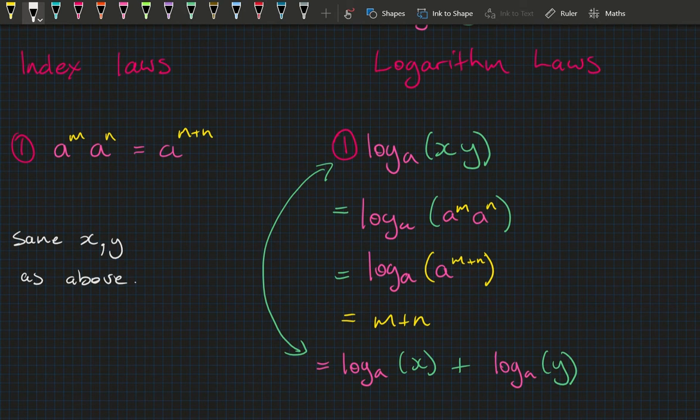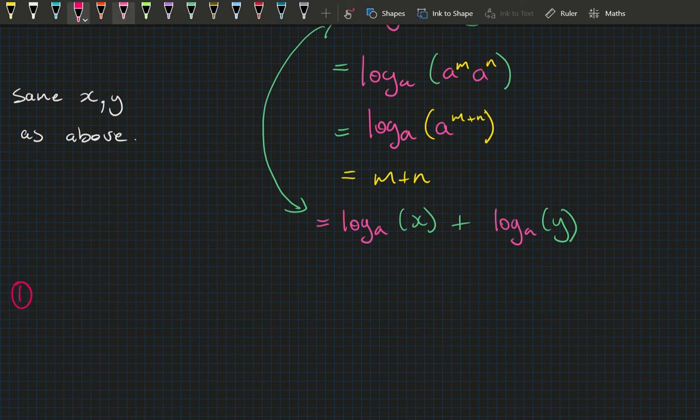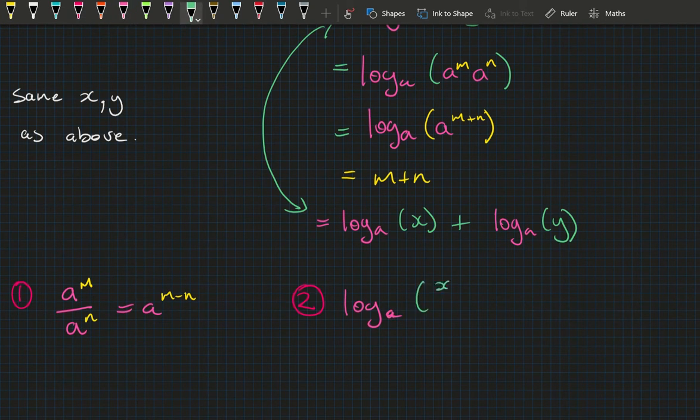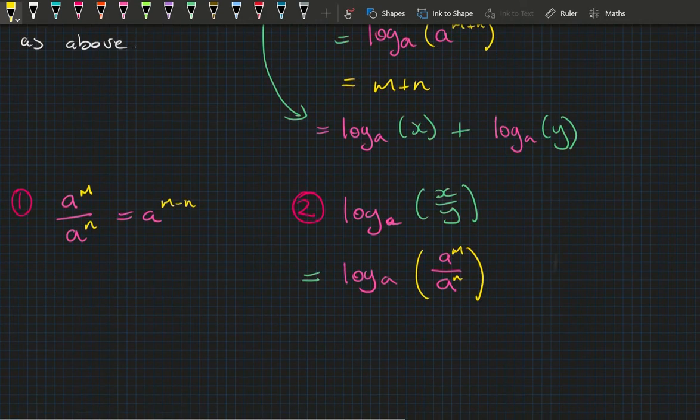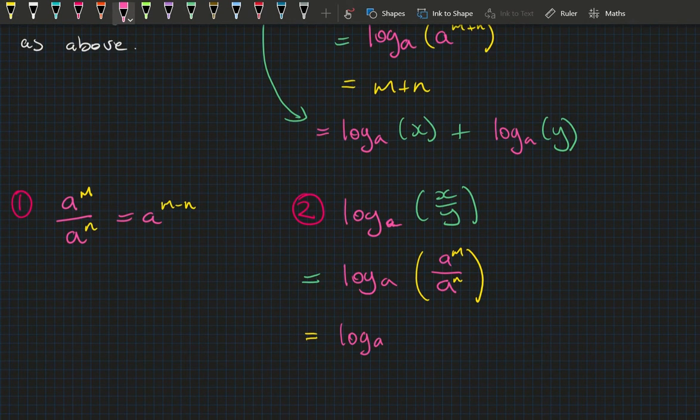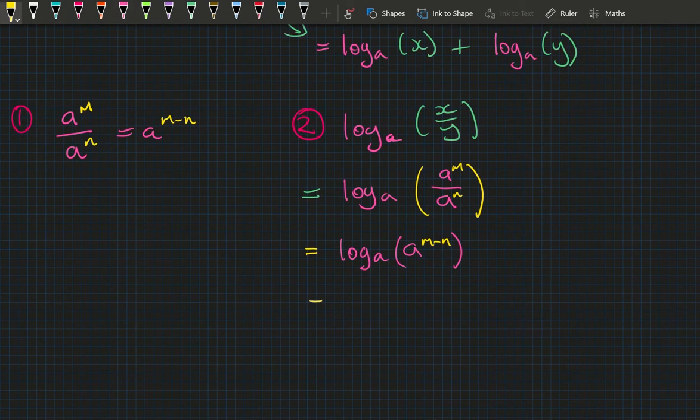All right, let's have a look at index law 2, which says if I've got a to the m divided by a to the n, well, that's just equal to a to the m minus n. So that makes log law 2 being if I've got log base a of x divided by y, then with x and y defined as above, we've got log base a of a to the m divided by a to the n. By index law 2, we've now got log base a of a to the m minus n, which is just equal to m minus n.